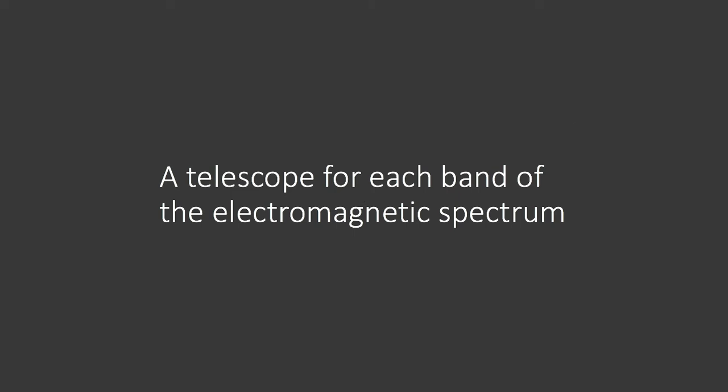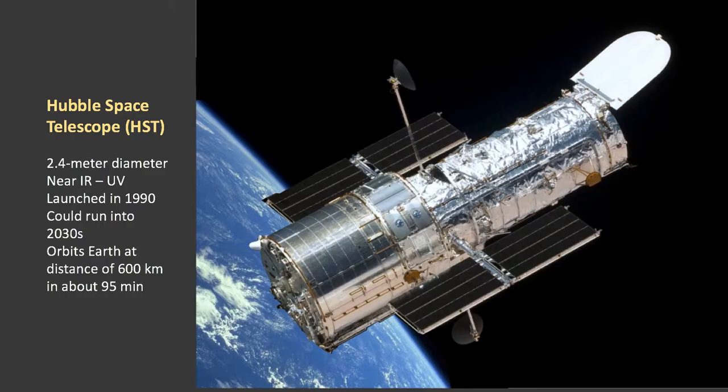Okay, here we're going to take a look at telescopes in each band of the electromagnetic spectrum. So let's start with the telescope that most of you have probably heard of, the Hubble Space Telescope, or the HST. This is a picture of what it looks like to the right. It's a reflecting telescope, like Newton's design.